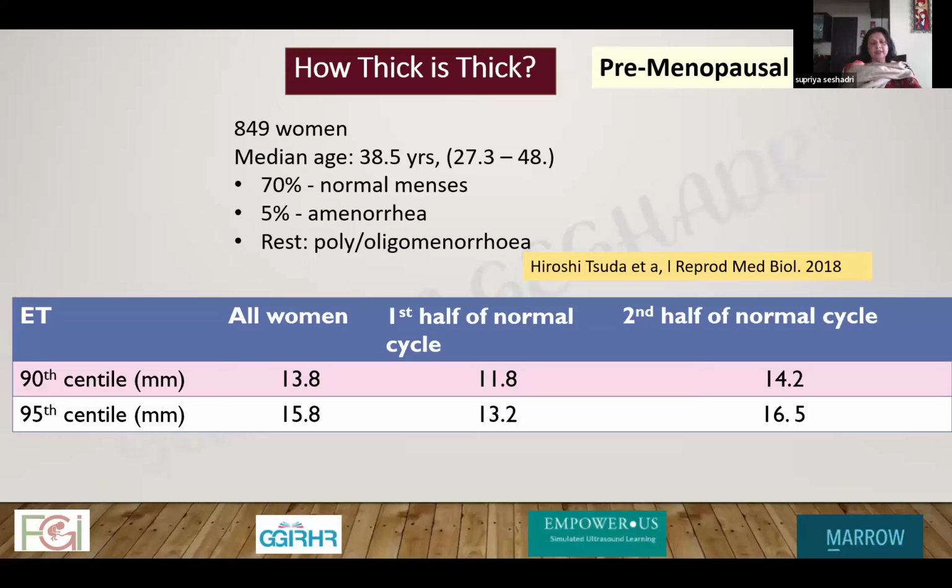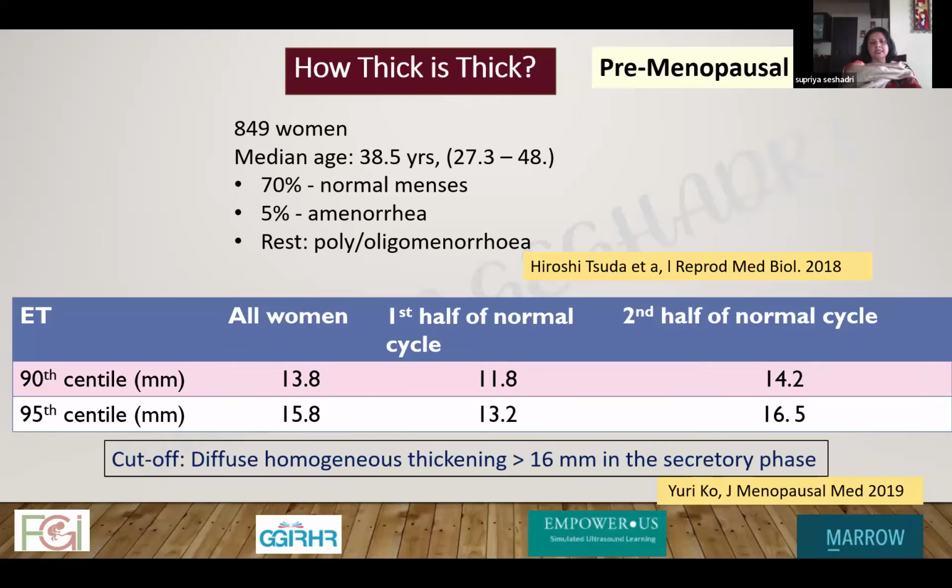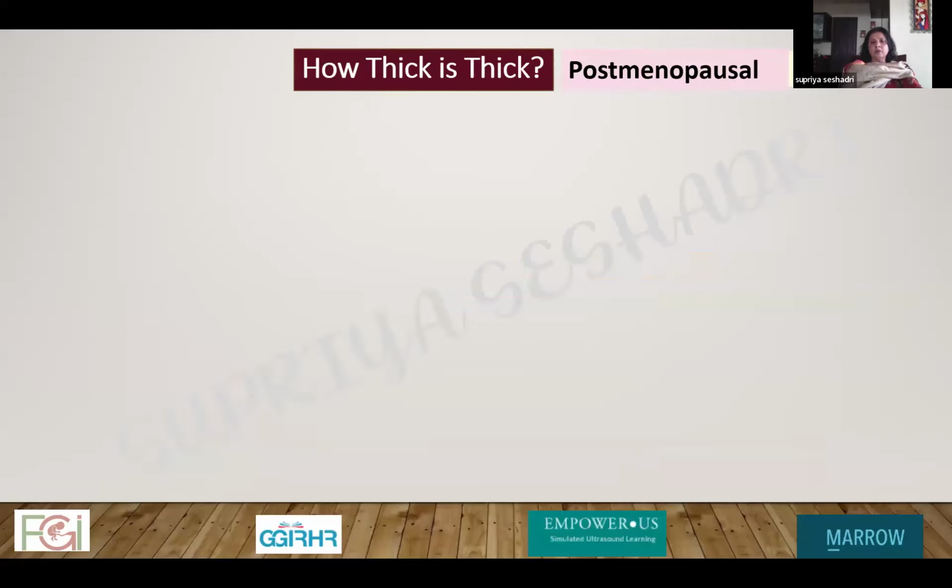That is, in all women, the 90th centile for thickness was 13.8 millimeters. The 95th centile was 15.8. If measured in the first half of the cycle, the 90th centile was 11.8 and the 95th centile was 13.2. In the second half, the corresponding values were 14.2 and 16.5. Therefore, they said that a cutoff of more than 16 millimeters in the secretory phase, when it is homogeneously thickened, should be used. Now, coming to the postmenopausal group, again, two categories here.